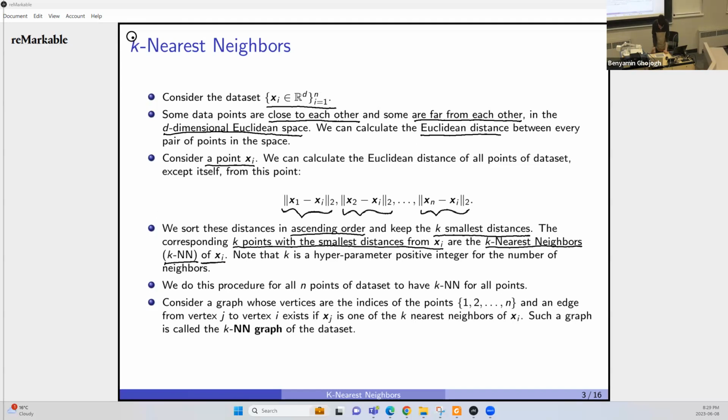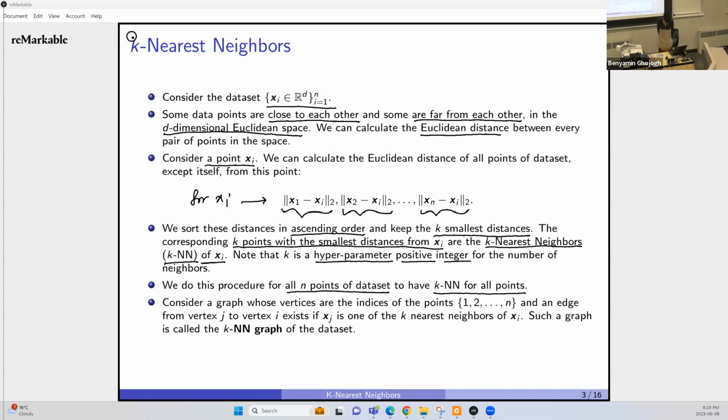Note that k is a hyperparameter. It's a positive integer for the number of neighbors. Do you agree? Okay. We do this procedure for all n points of the data set to have KNN for all points. So we did it for xi. Now do it for all of the points. So for every point you will have its k-nearest neighbors.